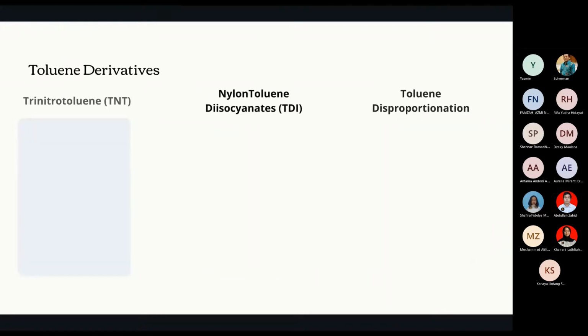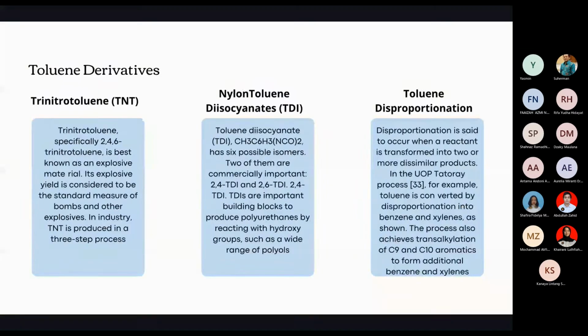And for the second part, the toluene derivative, we have three examples. We have TNT, which is trinitrotoluene, specifically 2,4,6-trinitrotoluene. It is best known as an explosive material. Its explosive yield is considered to be the standard measure of bombs and other explosives. In industry, TNT is produced in a three-step process.